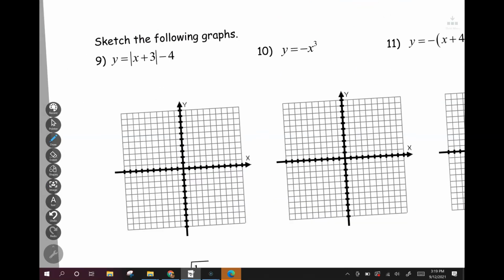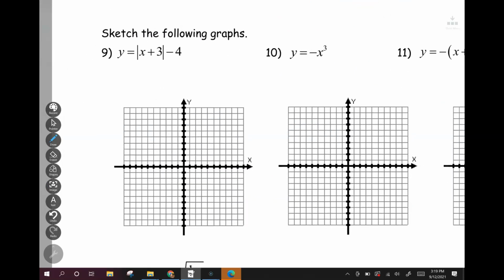All right, number 9, sketching these graphs. Hopefully we know our parent functions and then our transformations to be able to sketch these. So this is the absolute value function. So when you graph it, you should be doing the V shape.